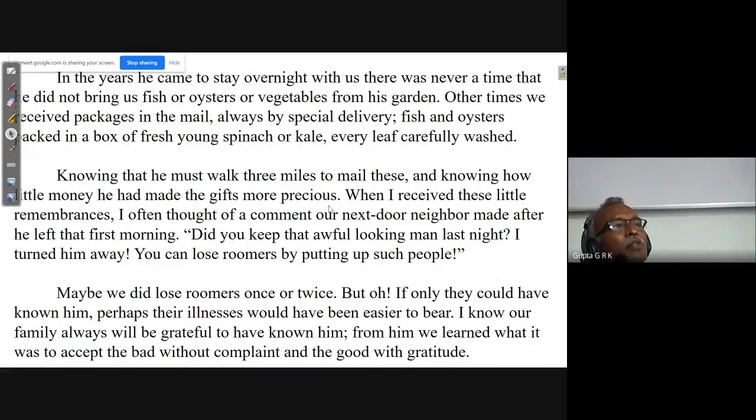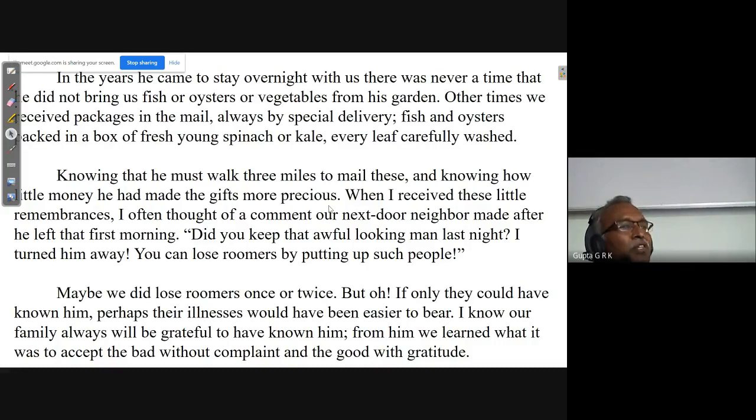In the years he came to stay overnight with us, there was never a time that he did not bring us fish and oysters or vegetables from his garden. Other times we received packages in the mail, always by special delivery, fish and oysters packed in a box of fresh young spinach or kale, every leaf carefully washed. Knowing that he must walk 3 miles to mail these, and knowing how little money he had made the gifts more precious.